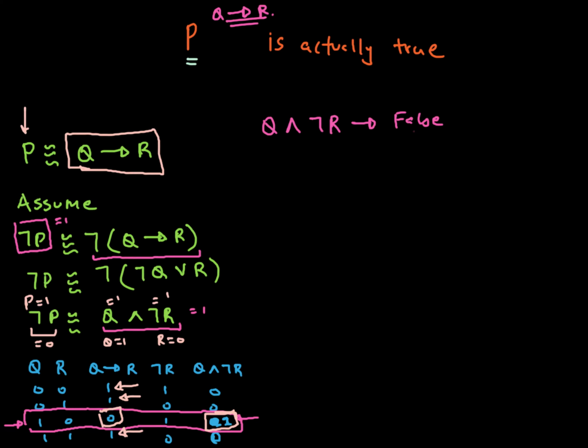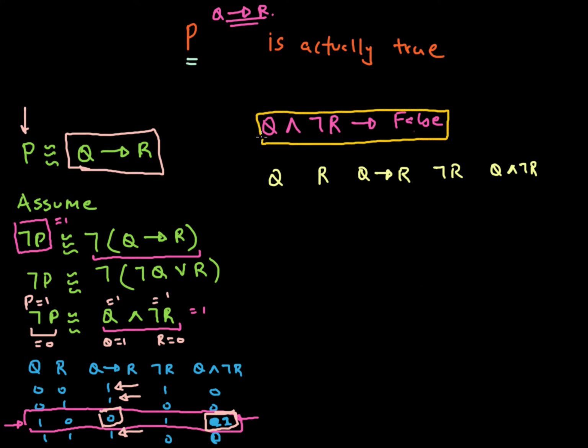Well, let's check this using a truth table. I'll create a truth table for Q, R, and if Q then R, and one for not R, and one for Q and not R. Finally, this entire piece over here, let's put a box in yellow, and the same box over here. Q and R are 0,0, 0,1, 1,0, 1,1. This gives you 1, 1, 0, 1.